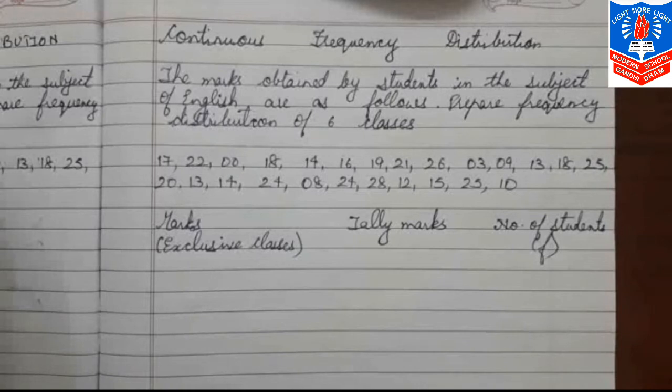Students, on the screen, you will find the heading Continuous Frequency Distribution. The marks obtained by students in the subject of English are as follows. Prepare a frequency distribution of 6 classes. Over here, the question is given to you that is related to continuous frequency distribution. It means that over here we are supposed to make the classes. Now, over here, the K, that is the number of classes, is already given to you.